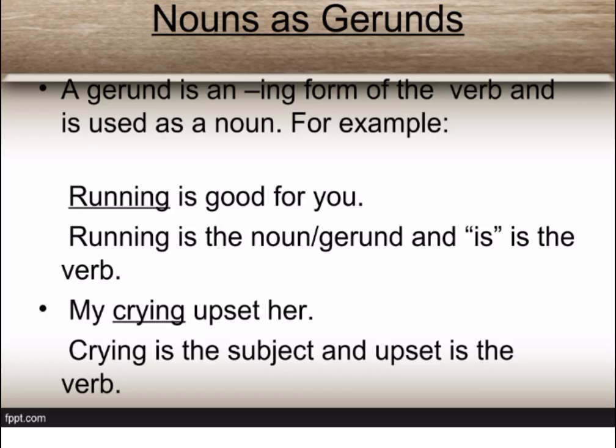Gerunds. A gerund is an -ing form of the verb and is used as a noun. For example, running is good for you. Running is the noun gerund and is is the verb. My crying upset her. Crying is the subject and upset is the verb.